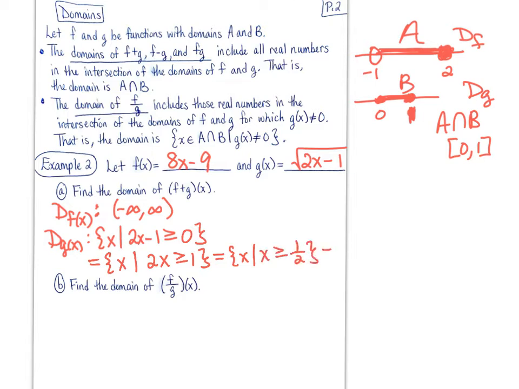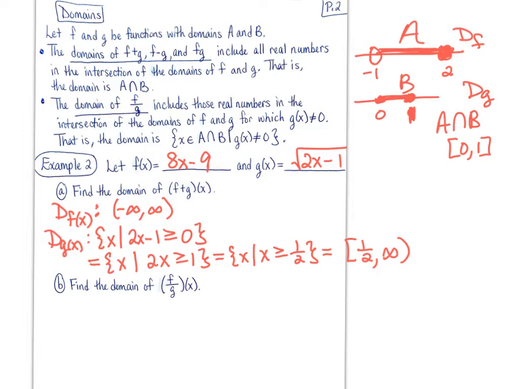What is that in interval notation? Okay, so the domain of g of x is equal to bracket 1/2 to infinity, and you have a bracket because you have equal to here. So that means you include it.